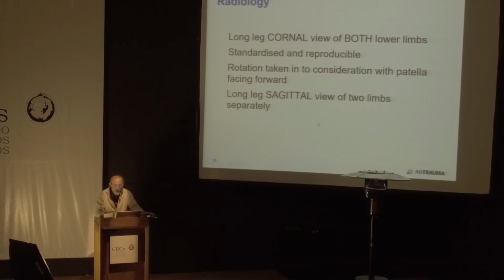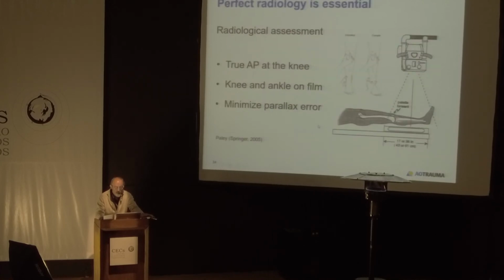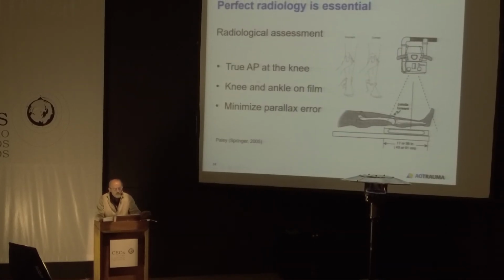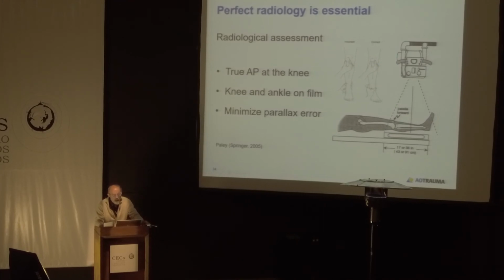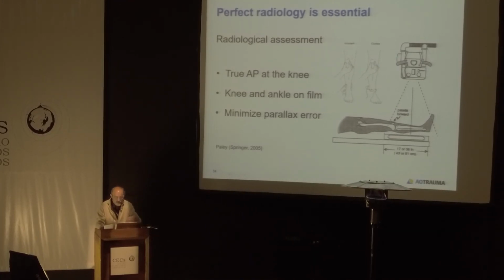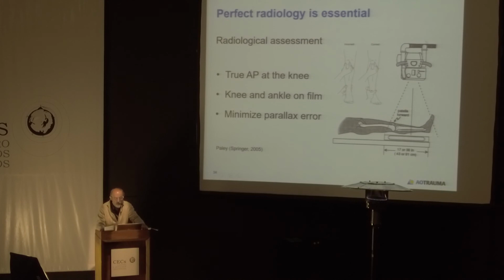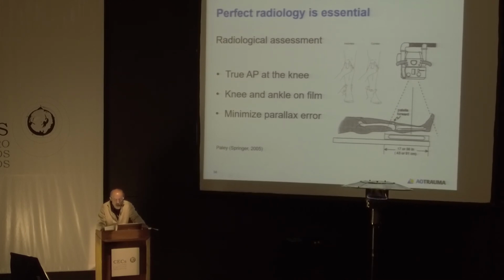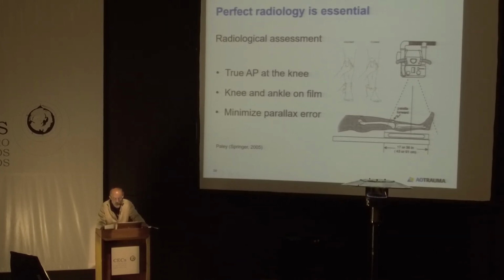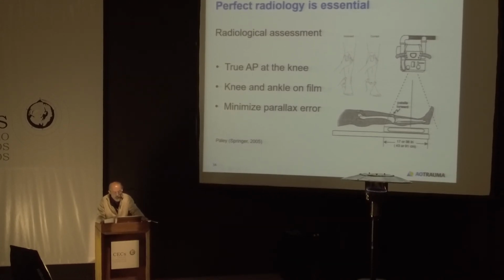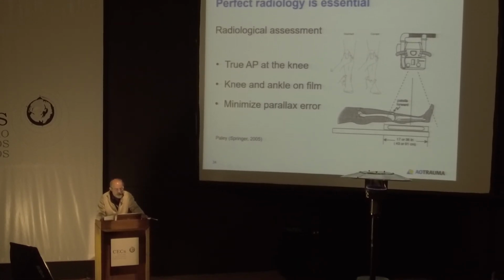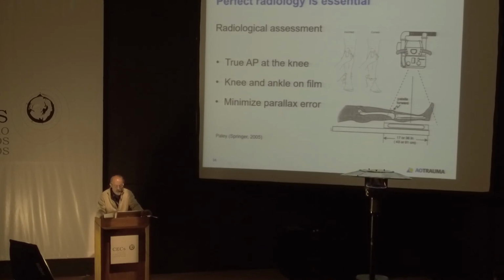Long leg sagittal view of the two limbs separately. So that is the worldwide accepted arrangement for X-rays, that you do this in this way, but you know, this is never orthogonal in this way or in this way. So that's a little bit problematic. You have to orientate the patella anterior, and this gives you the best view.